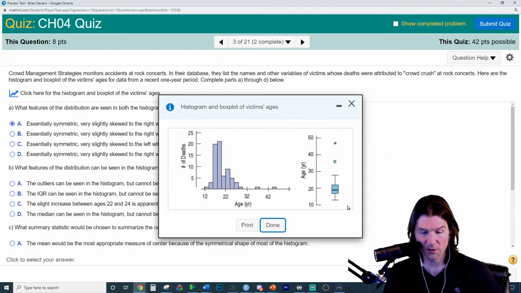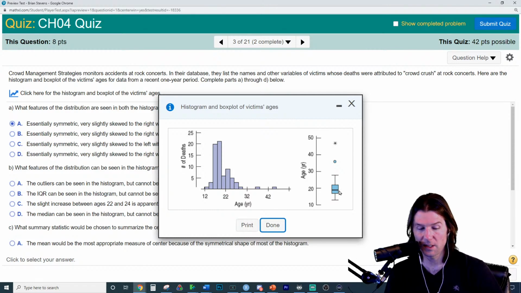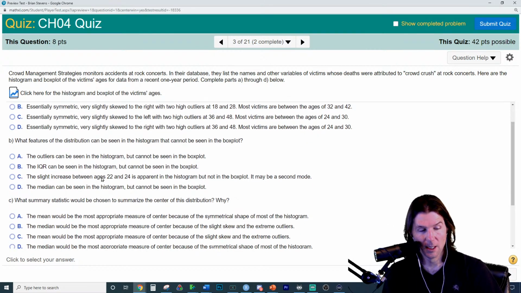Let's look where the central portion of the data is. 16 to 24. That's where the IQR is. The IQR is between 16 and 24. So most victims are going to be between 16 and 24. That should be correct.